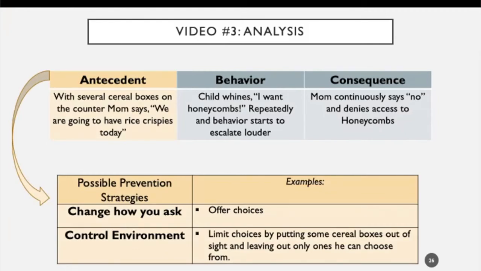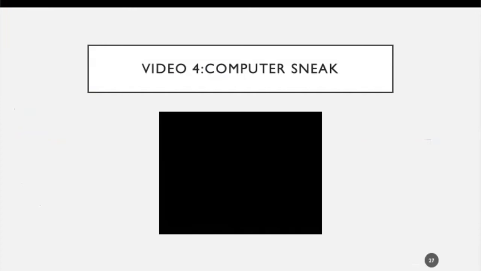But ideally, we would like to have fewer choices, right? Limit the amount of choices, putting maybe 2 cereal boxes or 3 cereal boxes out and controlling that environment. If there's a particular cereal that mom doesn't want him to have, it should be out of sight, in a cabinet, not as a choice. Let's look at video number 4.